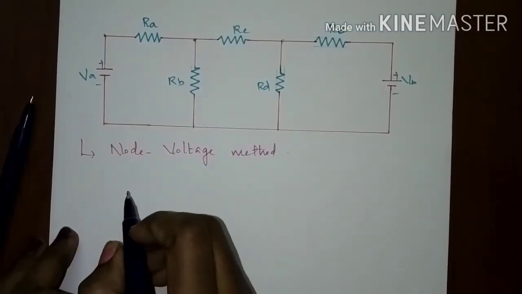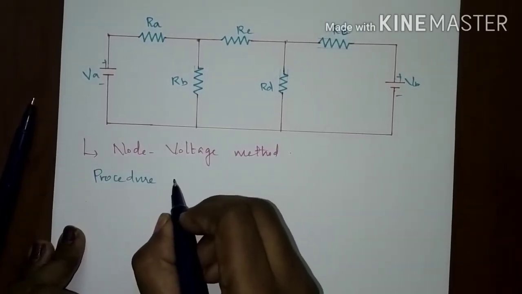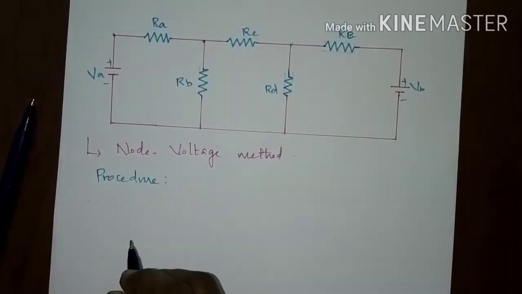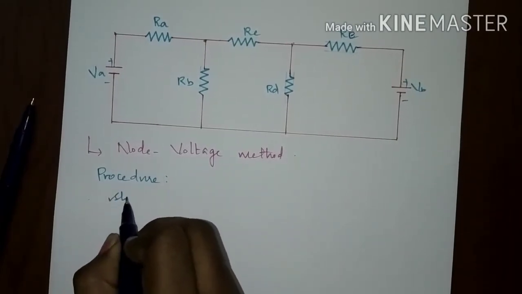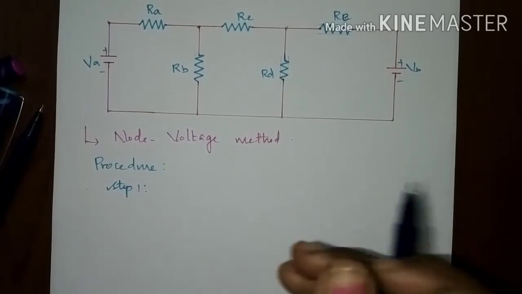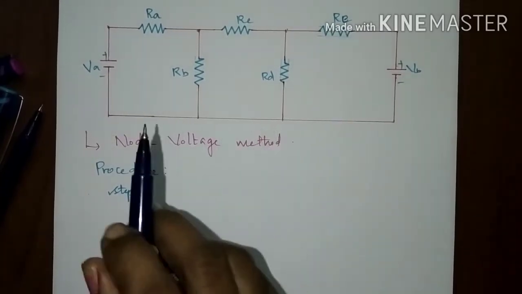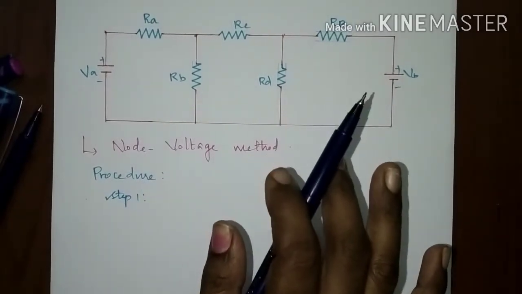Now let us see the procedure for the nodal analysis. The procedure for nodal analysis is nearly four steps. There are four steps for nodal analysis. Step 1: the first step in the nodal analysis is to identify the principal nodes and choose one of them as a reference node. We will treat the reference node as a ground.